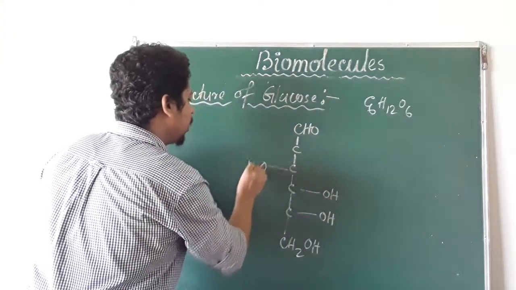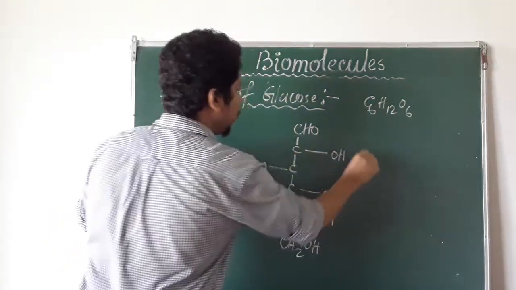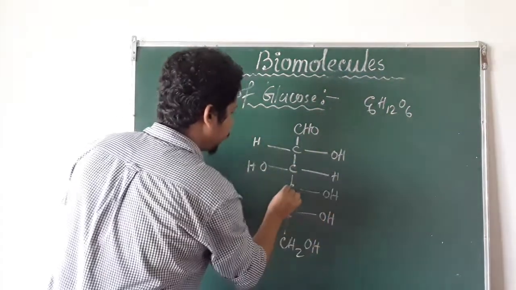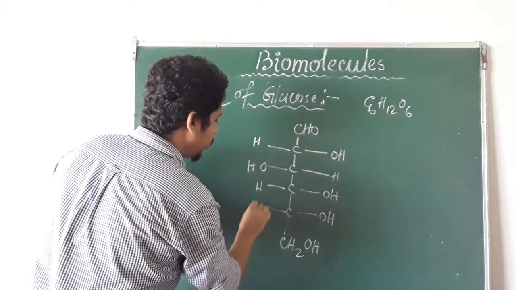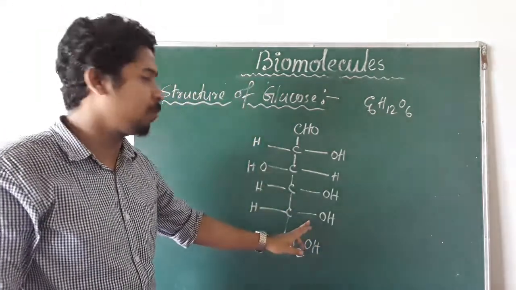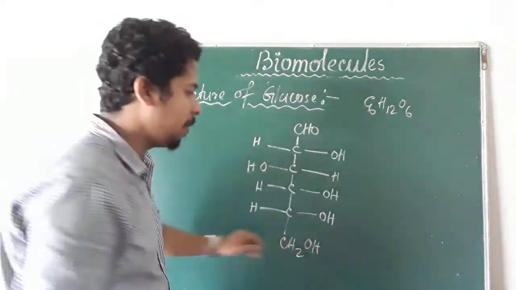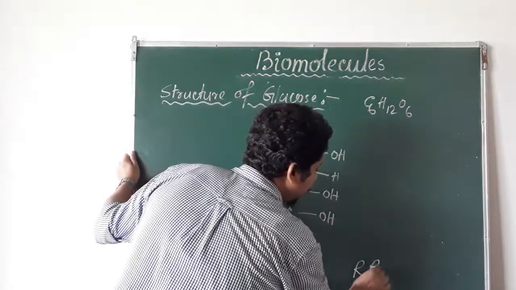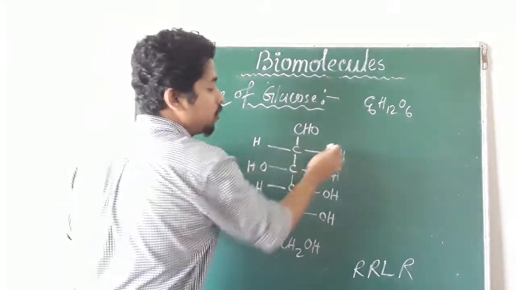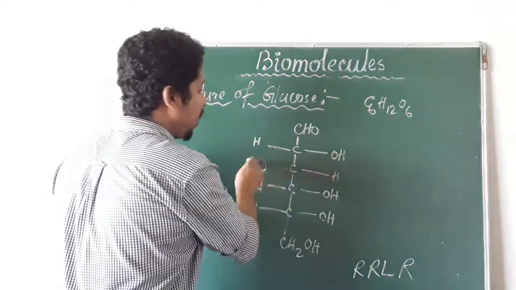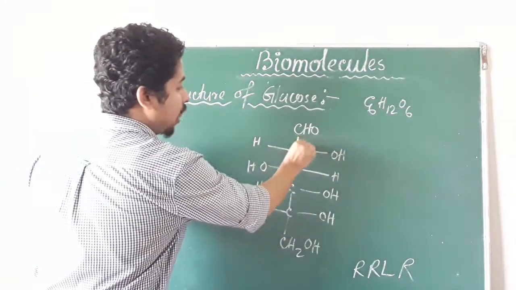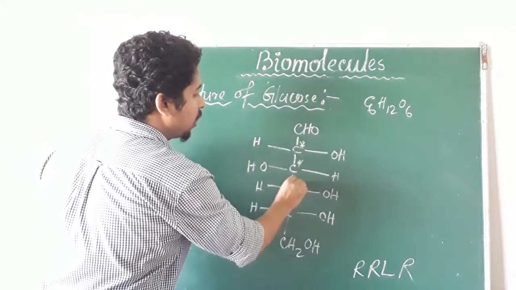Okay, so here we have hydrogen. Here you see you can determine the position, or you can put this hydroxyl group, based on this technique: R, L, R. RLR means right, left, right. Okay, so here you see all these carbons are chiral carbons.